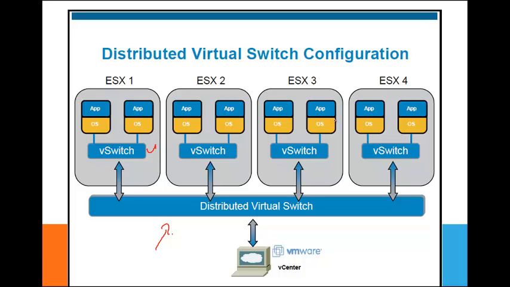DVS is a licensed feature. This is a licensed feature, distributed virtual switch. It is available from 4.0 onwards. Here now we have 5.1 and so on, 5.5 VMware.